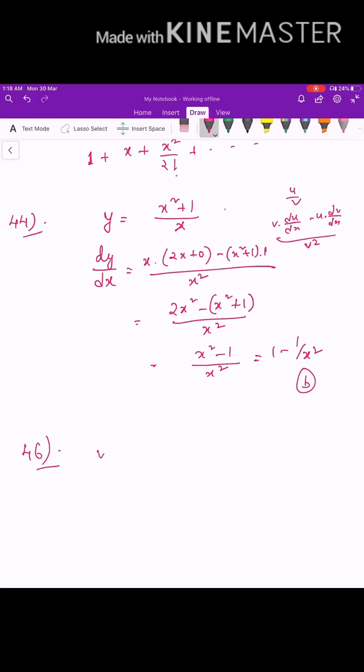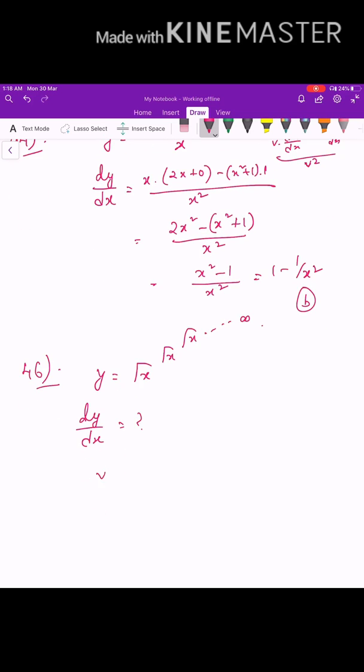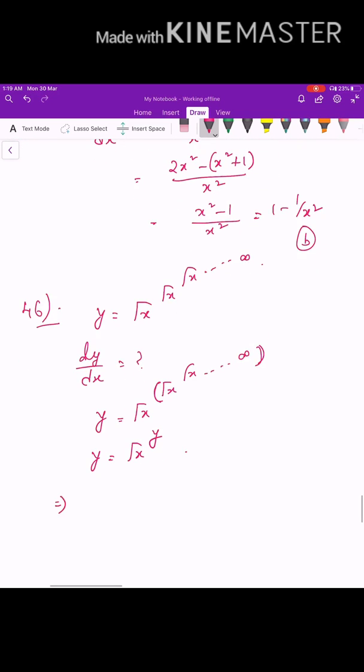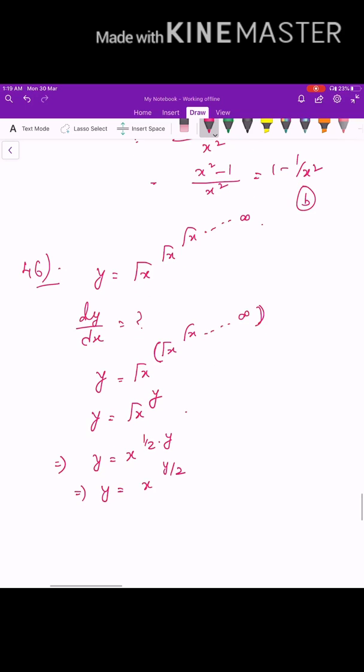Question number 46. y is equal to root x to the power root x to the power root x, and so on to infinity. You have to find dy by dx. Okay, now y is equal to root x. Now I group the expression from here to here, right? So again, this is nothing but y. So y is equal to x to the power y by 2.